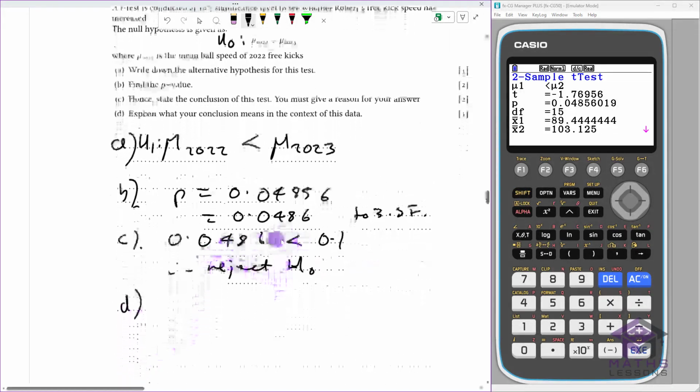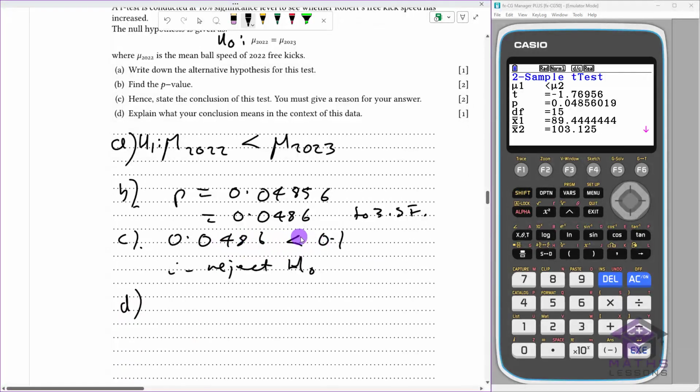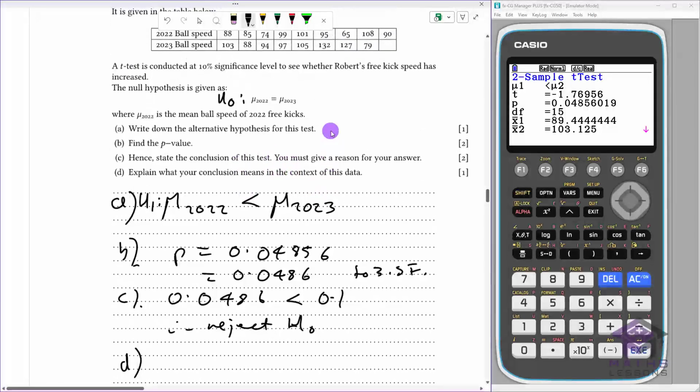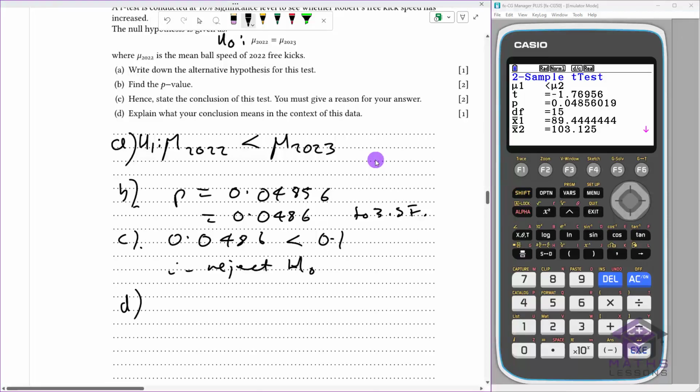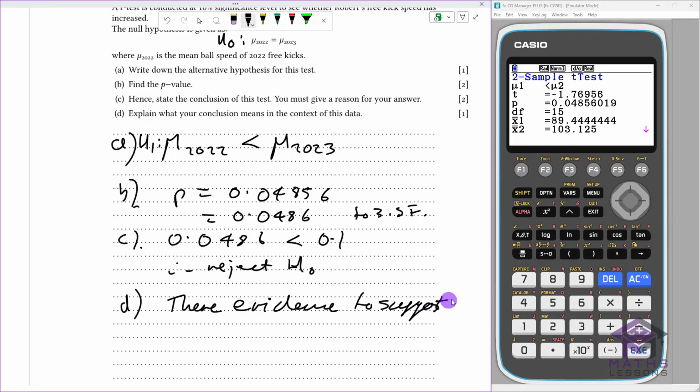And we're given our reason by the fact that the probability p-value is lower than the significance value. What does this mean in the context of the data? It means that there is evidence. Now, we'd never be certain on saying this bit. Never be certain. There is evidence to suggest. Always start off with there is evidence to suggest, or there is not evidence to suggest. Okay, if we're finding the other thing. There's evidence to suggest his free kick speed has increased.